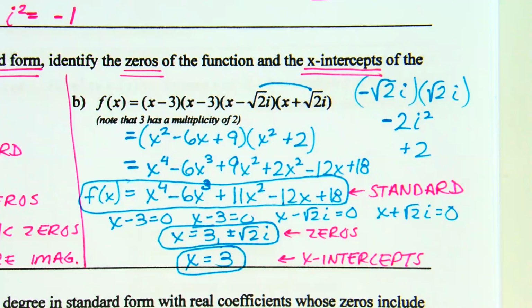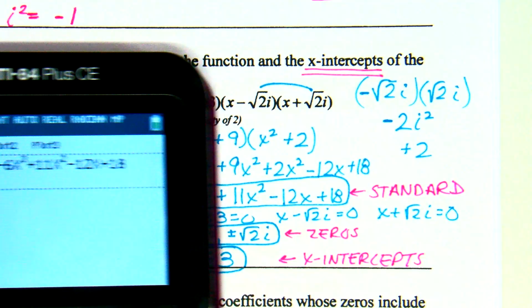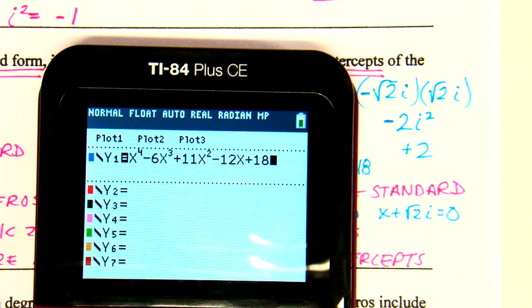If you want to think of it as kind of a check, you can. I can type this into my calculator. Now, I can't type my original set in because I can't type i's in, which means I'm typing out my multiplied part, my standard form. It's kind of checking the multiplying because we know that there should just be one x-intercept at 3.